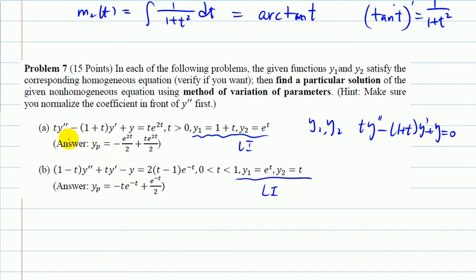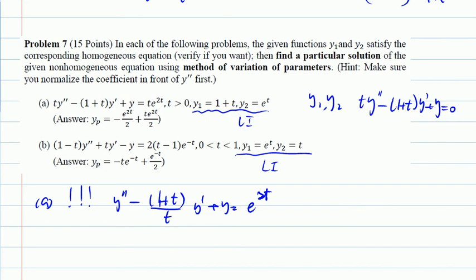Step number 1, remember to normalize this equation, dividing by t on both sides, to get this format before proceeding. The reason is that the formula we derived in class is for the leading coefficient to be 1. If you want to use the formula derived in class, you have to normalize it first. Let me see if there is any difficulty regarding the integration. No, I don't think so.